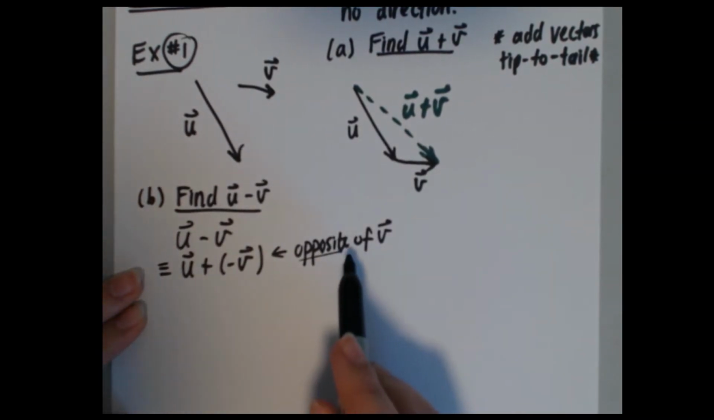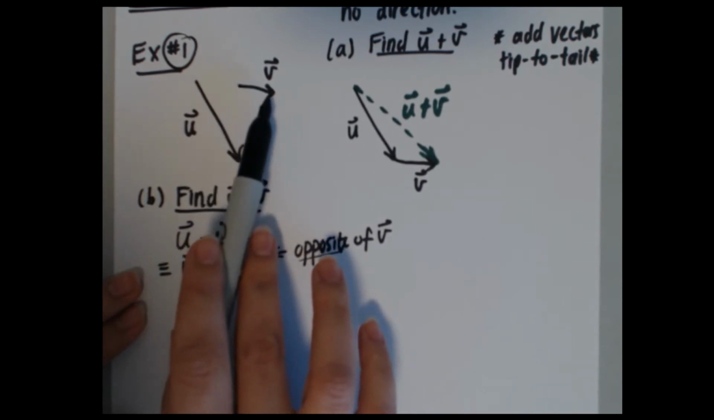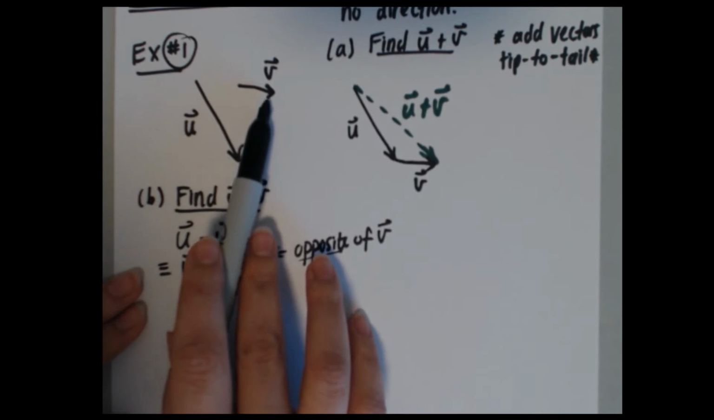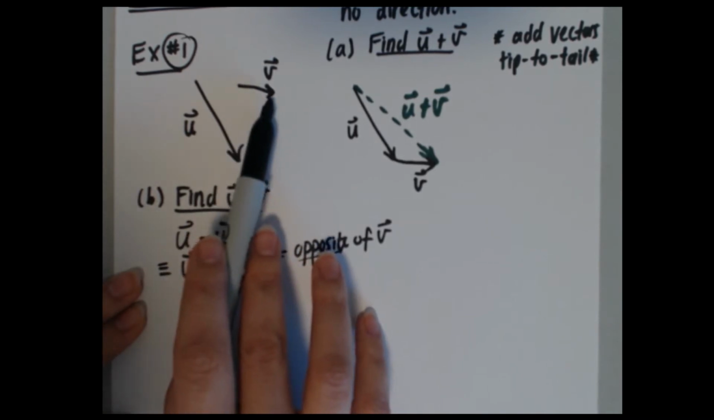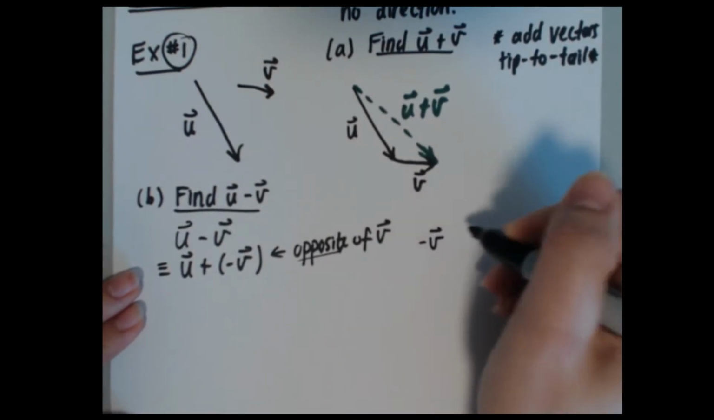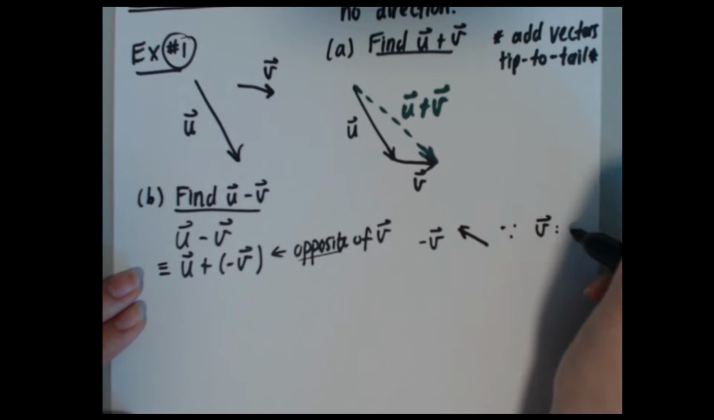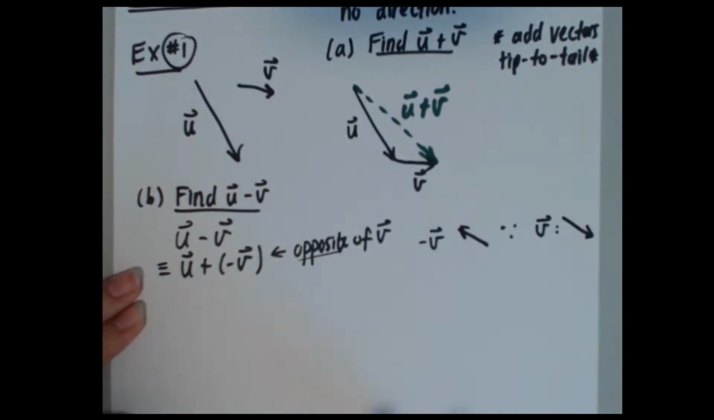An opposite vector has the same magnitude, and it's going in the opposite direction. Okay, so let's take a look. V is up here, so V has a certain length. It's going to have the same length, but it's going to go in the exact opposite direction. So instead of going right and slightly down, it's going to go left and slightly up. So that means negative V looks something like this, since V looks something like this.